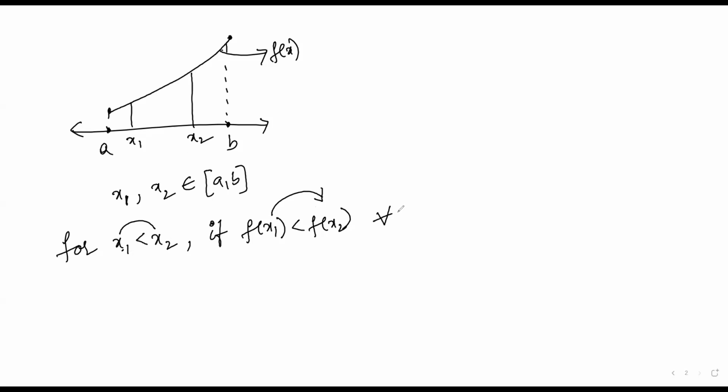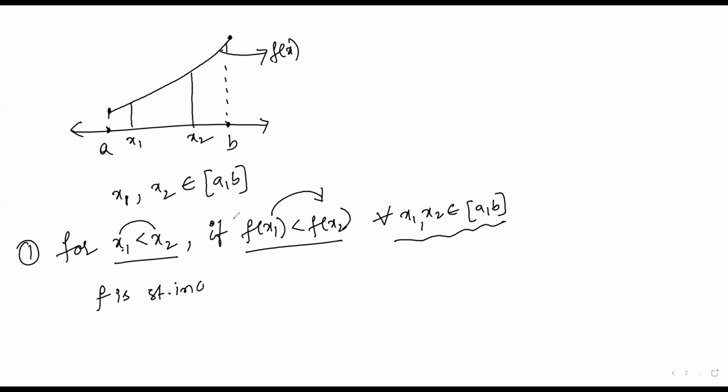For all x1, x2 belonging to A to B. Understand? That means in the interval, whatever two points you take, in such a way that x1 is less than x2, then you get f of x1 is less than f of x2. So this is the definition. In the definition, you say f is strictly increasing. This is the definition first. Now let's take, let's say this is A and this is B. What about this?